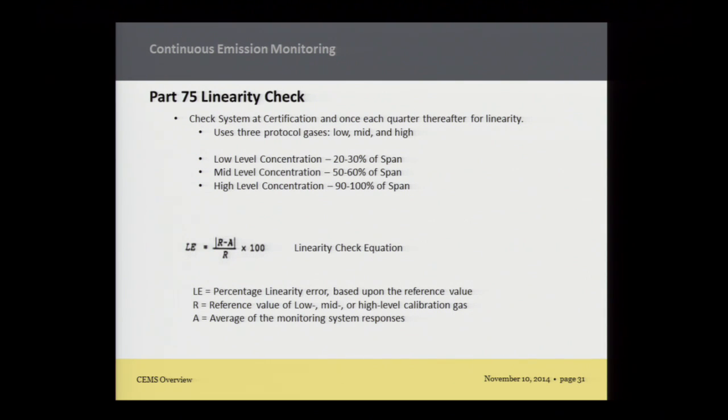So, Part 75 linearity checks. We talked some about how the DAHS system can help you with this. It's a check of the system at certification and once each quarter thereafter for linearity. You use 3 protocol gases, a low, middle, and a high, and it gives you specific spans for what that low, middle, and high is. Your linearity check equation looks similar, but it's based on the reference value, the low, middle, or high calibration gases, and an average of the monitoring system responses. There, the A is the average of the monitoring system responses.